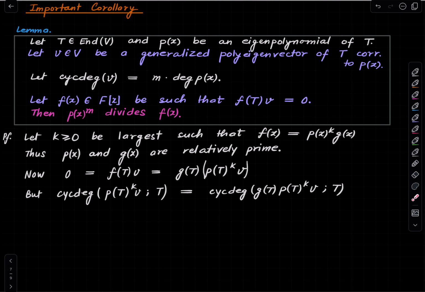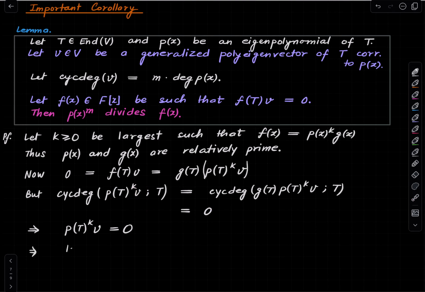But this guy is 0. Just look at that equation. So this guy is 0. And hence the cyclic degree here is 0, which implies this better be 0. Right? If the cyclic degree of some vector is 0, that vector better be 0. So we have that.